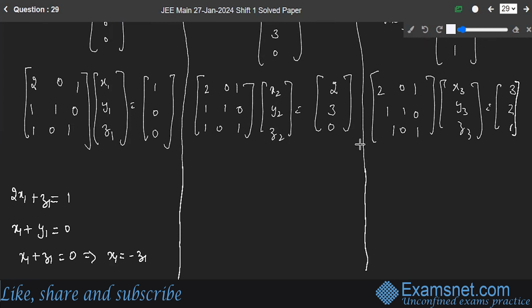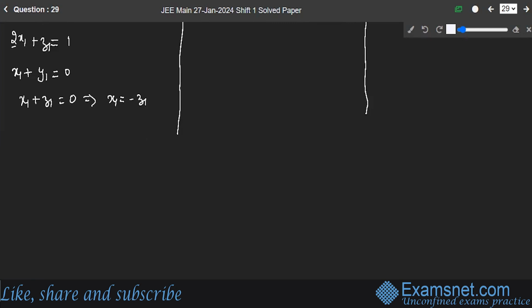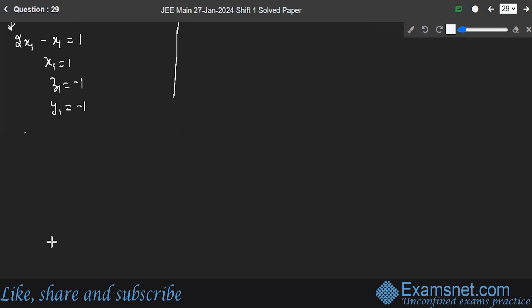Okay. So from here, I'm using this equation now. So 2x1 minus x1 is equal to 1, or you have x1 is equal to 1. That means z1 will be equal to minus 1. And on solving, you will have y1 also equal to minus 1. You have these values for x1, y1, z1. That means your B1 matrix came out to be 1, minus 1, minus 1. This is the B1 matrix.